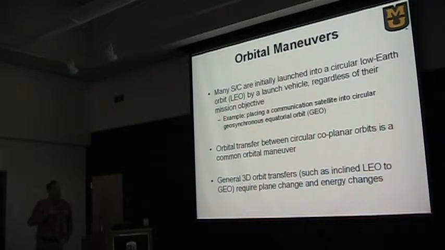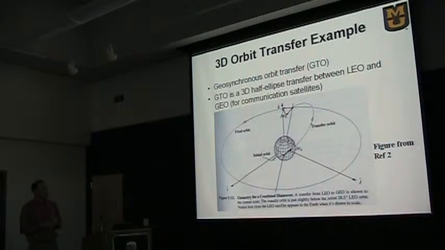Transfers between circular orbits is a common maneuver. So you start at a low circular orbit, and you want to go to a higher circle, like geostationary orbit. Maybe you've heard of this. Geostationary is an orbit where the period is about 24 hours. So you put a satellite there, and that's what communication satellites are, and they always look down at the same point on the Earth.